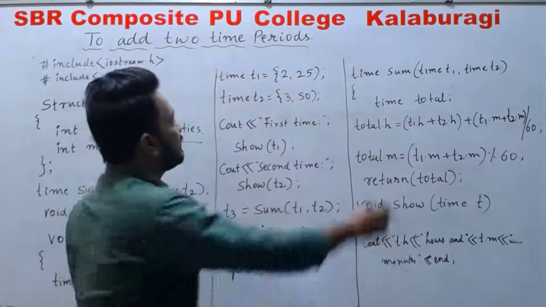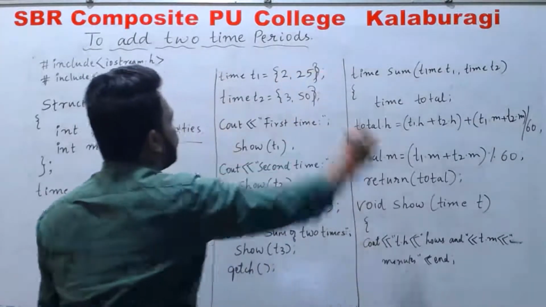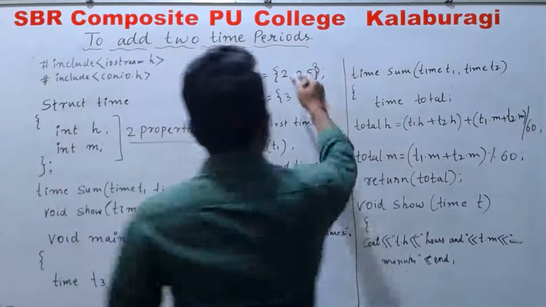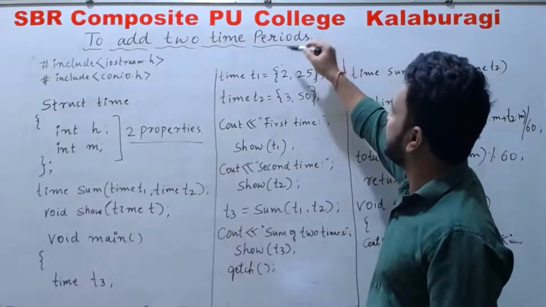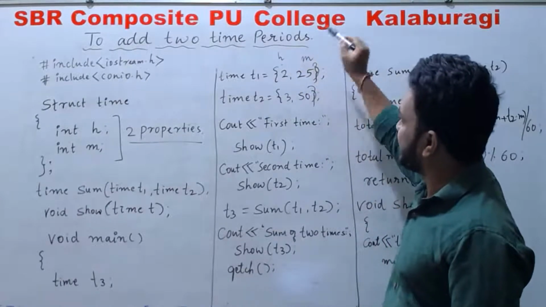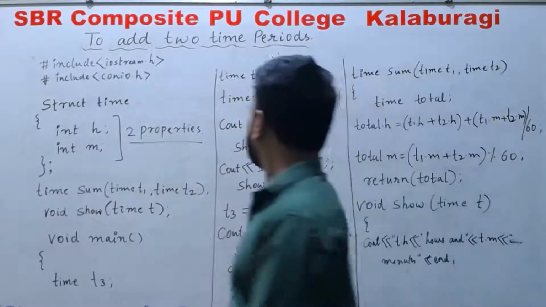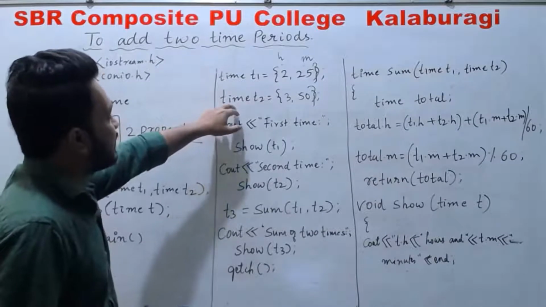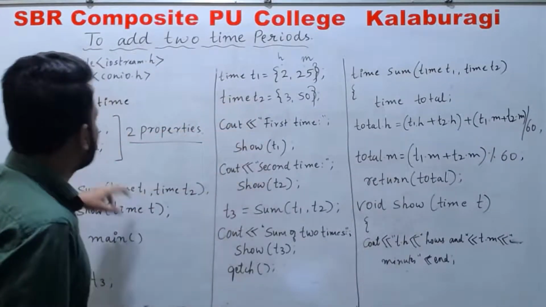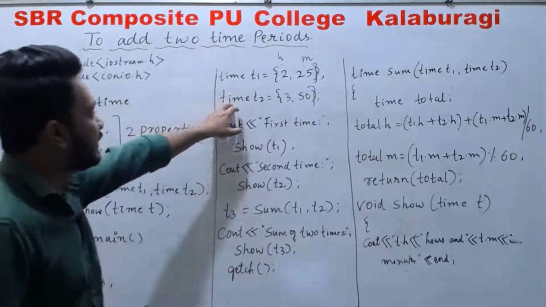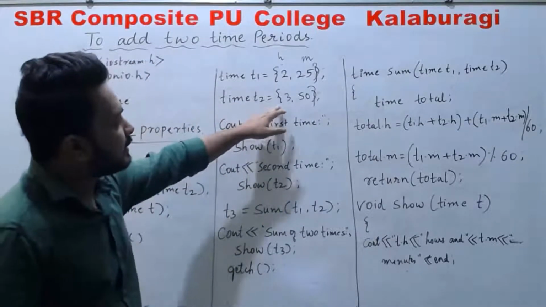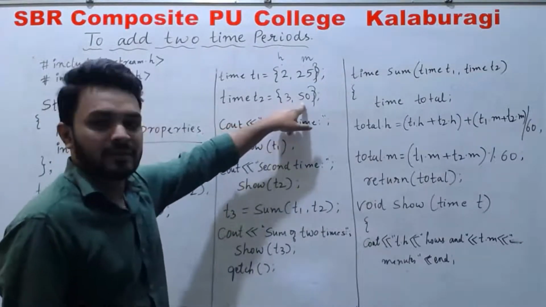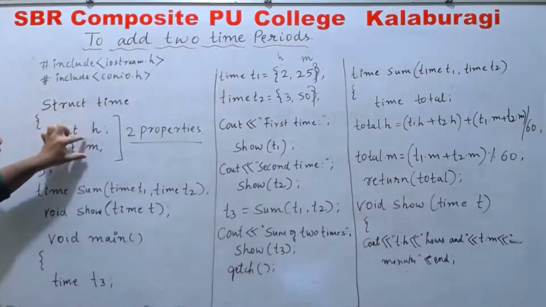Then I am adding two values, that is h and m, right? This is the h, this is m, this is the hour, this is the minute, right? Understand? Then I am taking one more structure, Time t2, that is also a structure. I am creating an object and inserting two values, that is 3 and 50. 3 hours and 50 minutes.